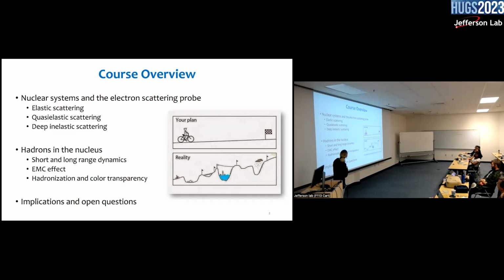Okay, so once we establish ourselves here, then we'll be talking more specifically about hadrons in the nucleus, and those hints and signatures of QCD, how they manifest, and where we're going experimentally to understand that.